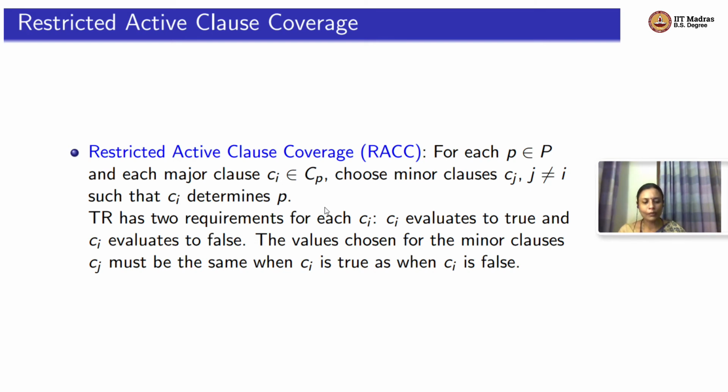CI becomes true, CI becomes false. The last sentence is what varies. So for this, again, we focus on the word restricted. It says restricted ACC. By restricted, what we mean is that the minor clauses take values that are the same. That is, they are all true together, they are all false together, or a particular minor clause stays true, another minor clause stays false, but it's the same as when the major clause is true and as when the major clause is false. Is this clear?